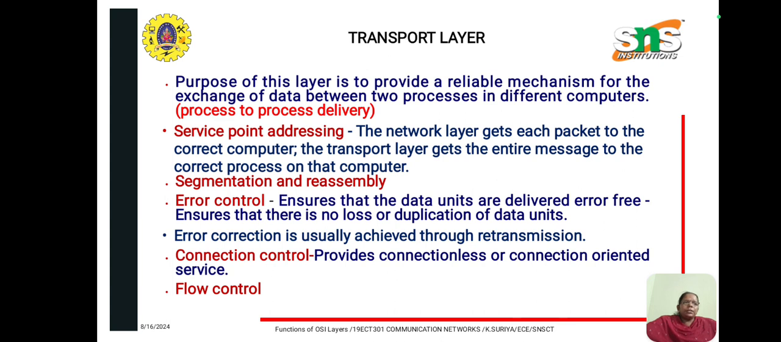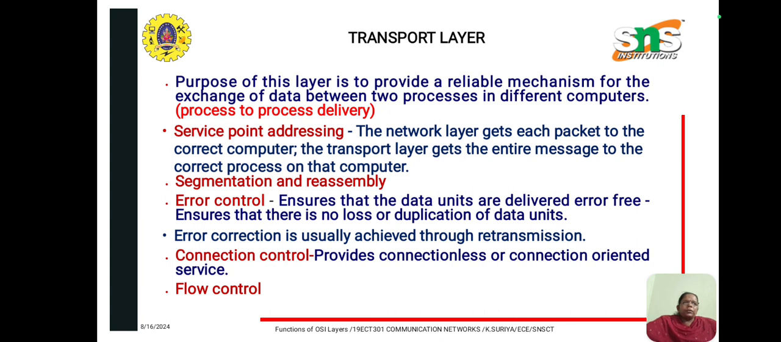Next one is connection control. The transport layer can be either connectionless or connection oriented. A connectionless transport layer treats each segment as an independent packet and delivers it to the transport layer at the destination machine. A connection oriented transport layer makes a connection with the transport layer at the destination machine first before delivering the packets. After all the data are transferred, the connection is terminated.